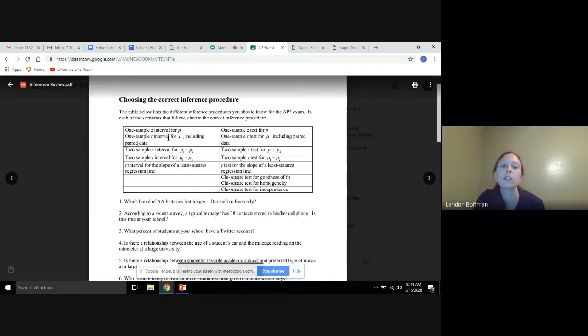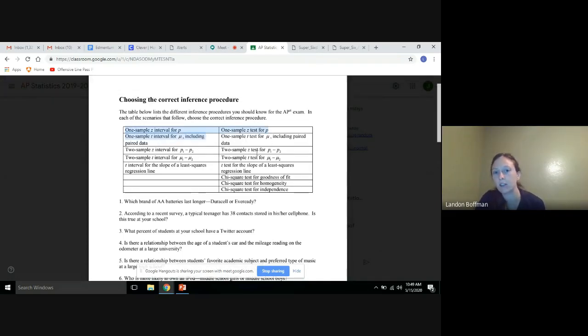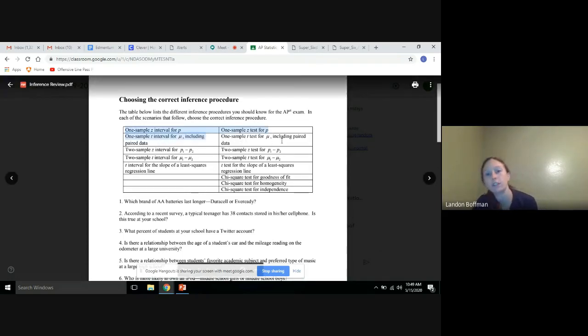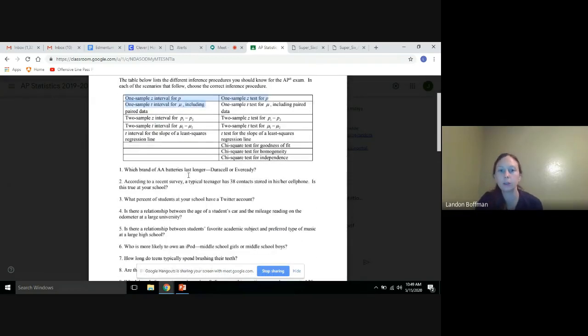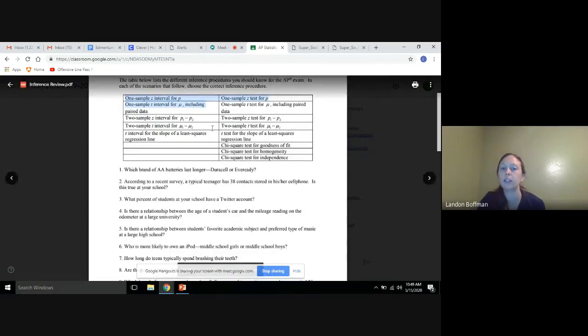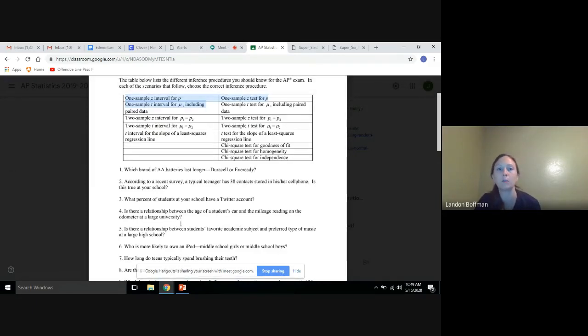So really you just need to worry about this top. They have interval and then they have test. So are you going to do a confidence interval or are you going to do a significance test? And so you just read the question and you just decide which test. Okay, that's really good practice if you need practice on picking what inference you would do.